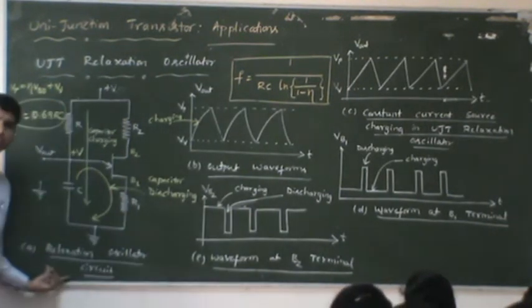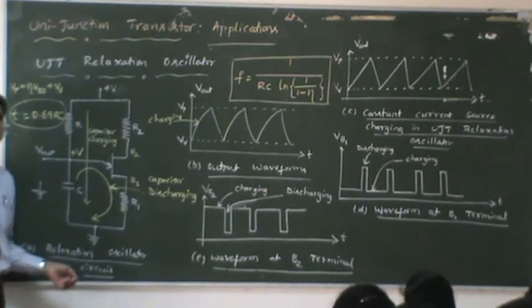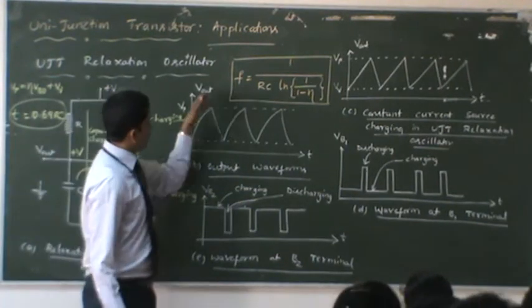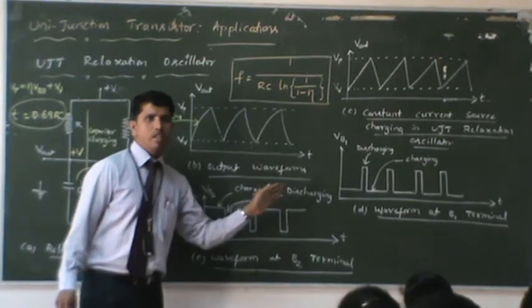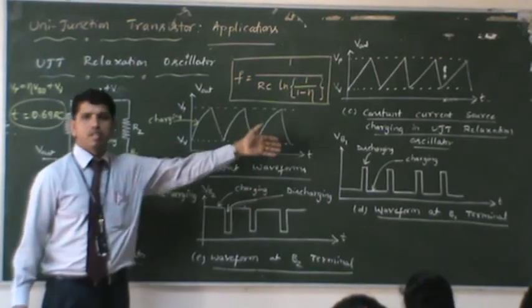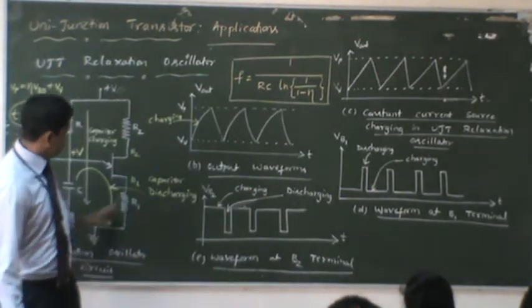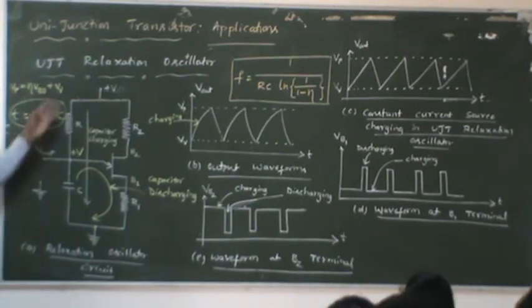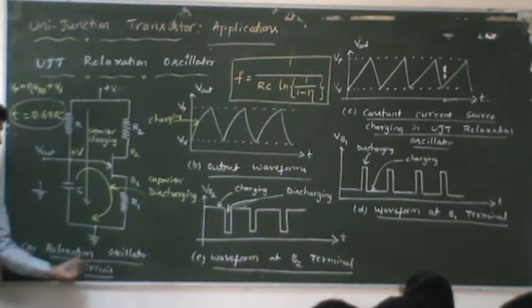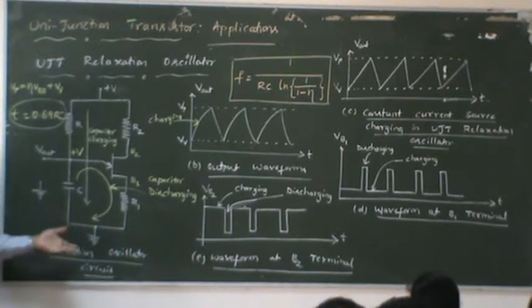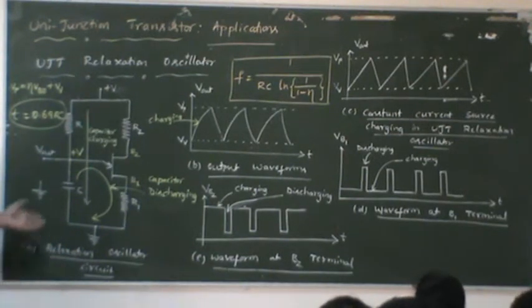You know the meaning of relaxation? The capacitor relaxes for some time, and again charges for some time. Charge, relax, charge, relax. In this operation, we are getting some waveforms here. This is one of the applications of the UJT, called the relaxation oscillator. The circuit relaxes for some time because it does not need any power supply.